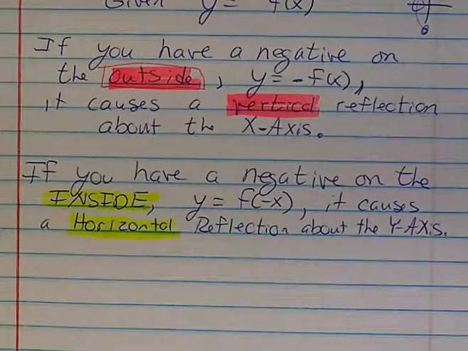Okay, but it still goes back to that same thing. Where it is tells you what to do. If it's on the outside, you're going vertical. If it's on the inside, then it's horizontal.